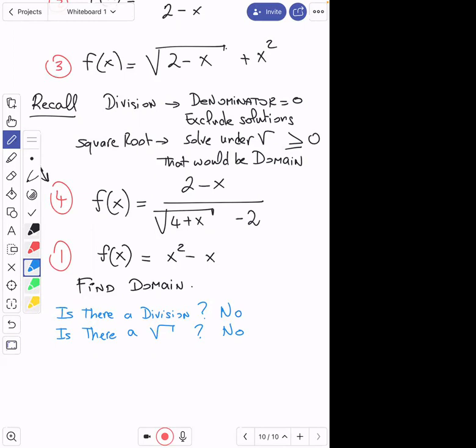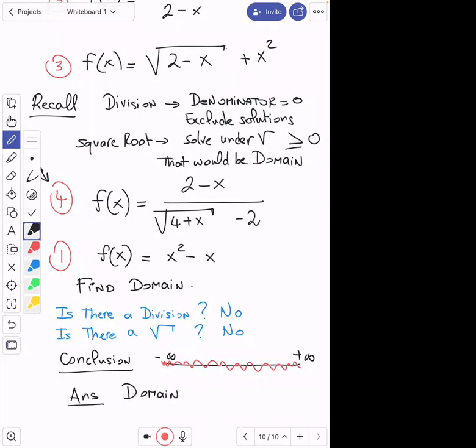So the conclusion is that there's nothing to solve. My x can be any real number. Let's say this is my number line, from negative infinity to positive infinity. And what I'm saying is my input x can be any real number. So the answer will be the whole number line. The domain of this function f is the whole number line. You start from negative infinity as usual, and you can go all the way to positive infinity.